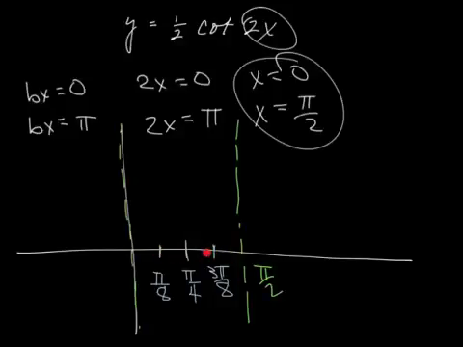Now I have to find my y value. So I'm going to take pi over 8, put it in here, multiply it by 2, and get 2 pi over 8, which is pi over 4. Take the cotangent of pi over 4, multiply that by 1/2, and I get, for my y value, 1/2. I do the same with pi over 4, and I get a 0, and I do that with 3 pi over 8, and I get a negative 1/2. So I end up being able to draw my graph to look like that. So that's the cotangent of 2x.